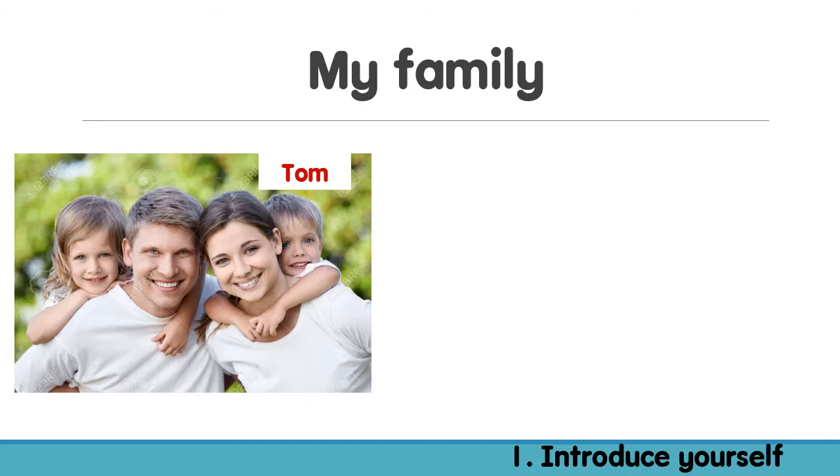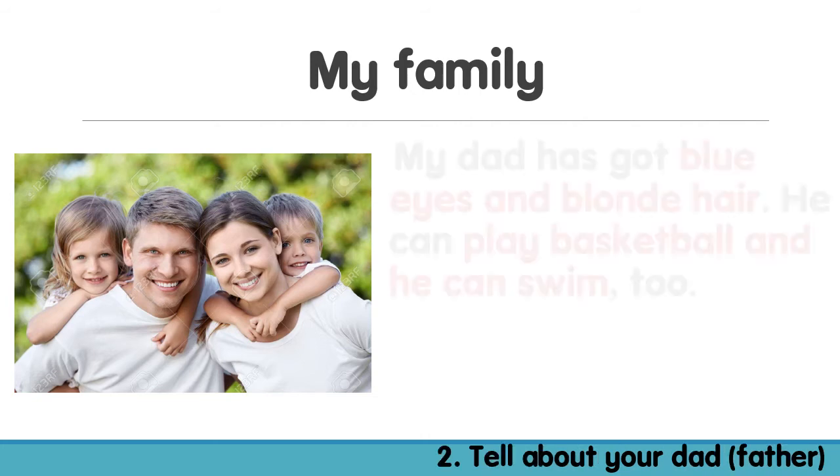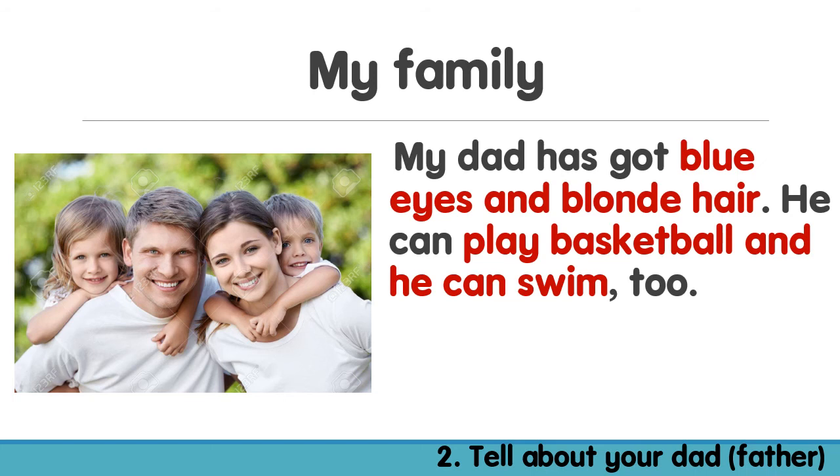Now, we see how Tom introduces his family. In the first sentence, Tom introduces himself and starts a point to introduce his family. My name is Tom. This is my family. Then, Tom describes his father and tells us what he can do. For example, my dad has got blue eyes and blonde hair. He can play basketball and he can swim too.